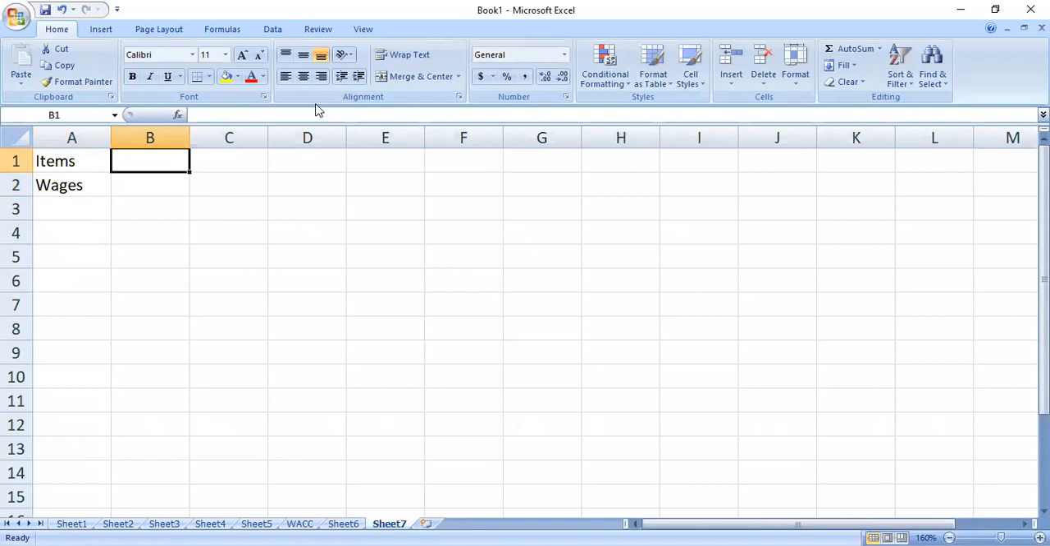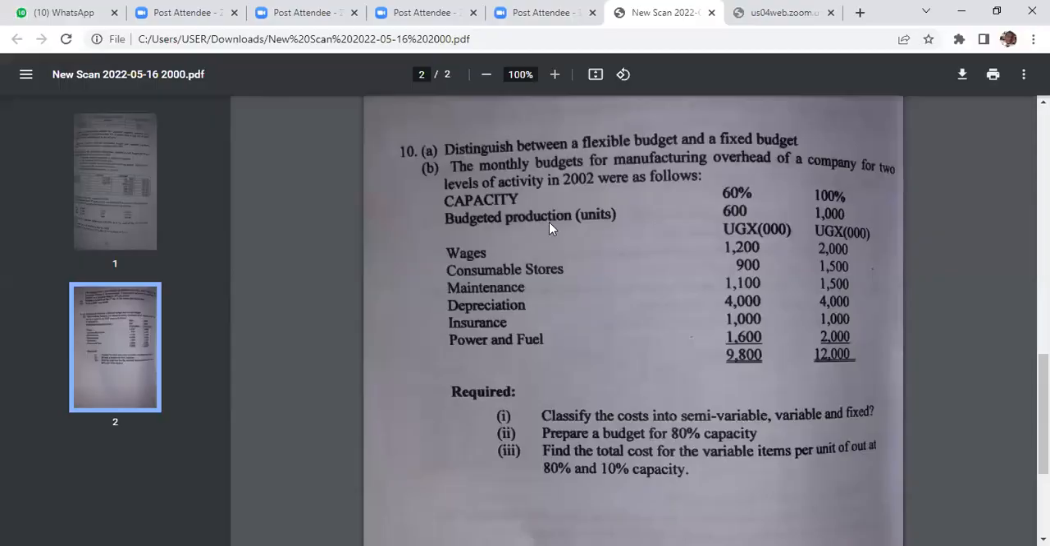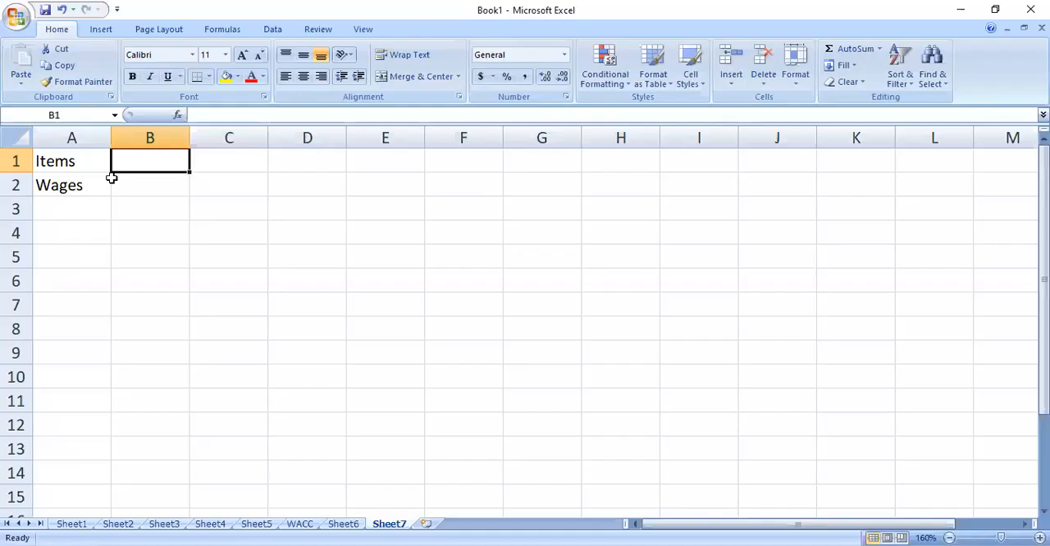Just to pull you back to the question, I won't be referring to this for some time. They were saying at a capacity of 60%, we have production of 600, and at 100% we have 1,000. I hope you get that. Now back to our working. Here you have, I think I need that column. The capacity is 60%.